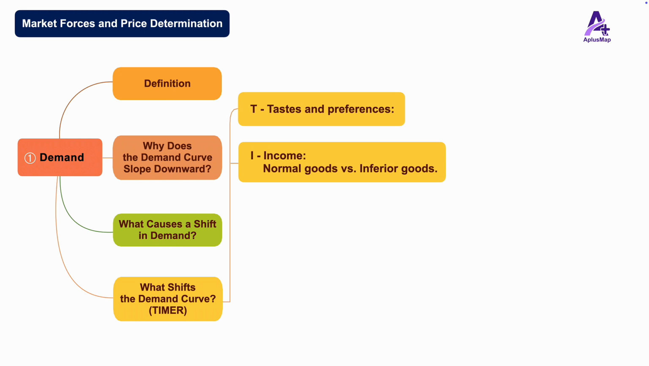Think maybe cheap instant noodles. If you get a big raise, you might buy fewer instant noodles and more steak, right? Yeah. So demand for noodles shifts left. Interesting distinction. Okay, M.